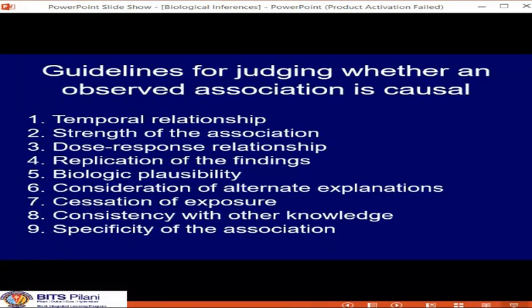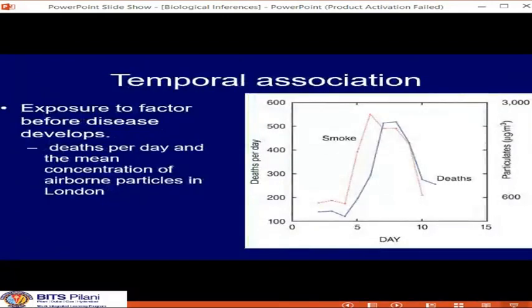So the first one is temporal relationship. What do I mean by temporal relationship? The risk factor which you think caused the disease should have occurred before the disease happened. That sounds very silly, it's obviously intuitive. But if you did a study design called cross-sectional study, where you studied the disease and the risk factor at the same time, it's very difficult to conclude that A caused B because you studied both at the same time.